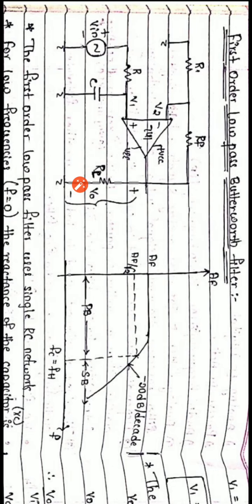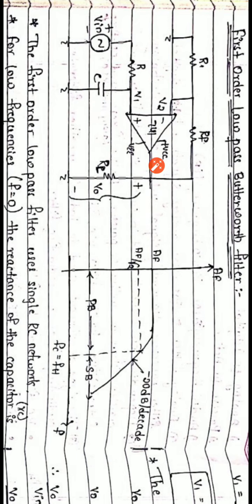Now look at the circuit diagram. It consists of R1 and RF to set the gain of the operational amplifier, and a single RC network which acts as a passive filter, and this is an op-amp. This op-amp is used as an active element, hence it is a first order low pass Butterworth active filter, where RL is the load resistance which is used to measure the output signal.